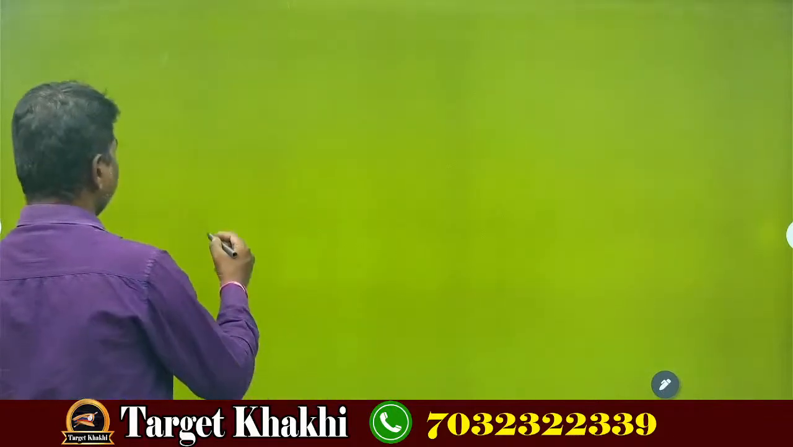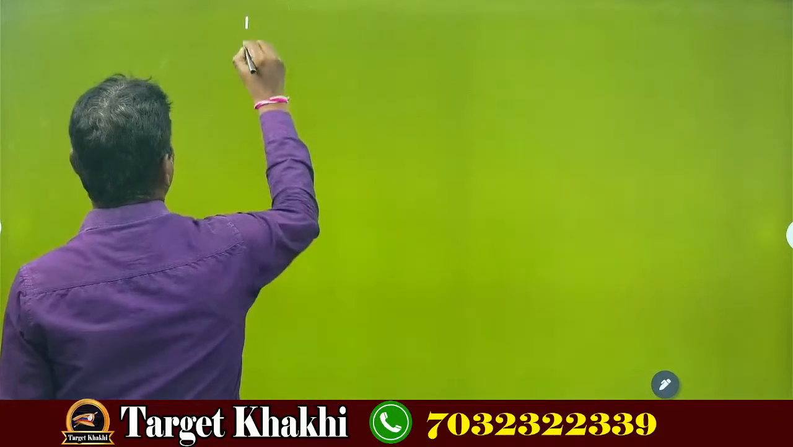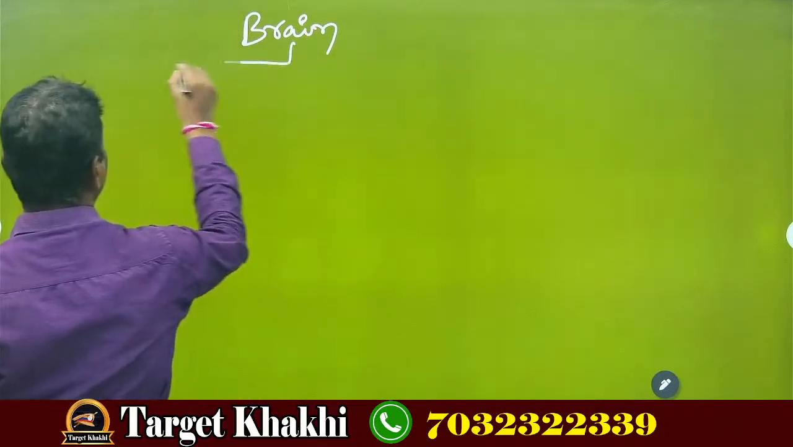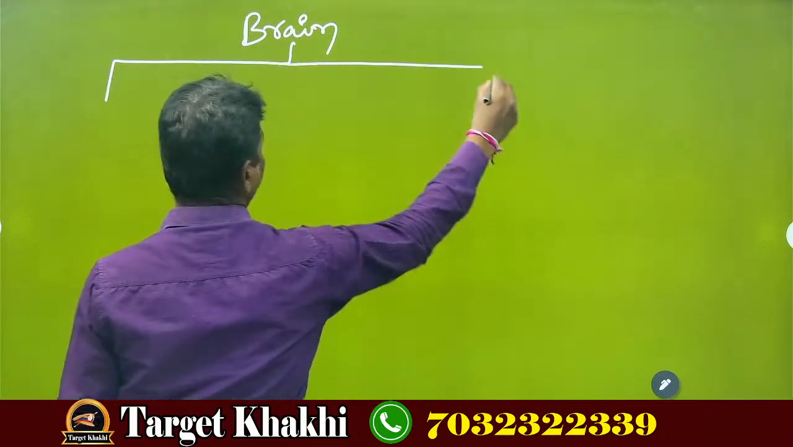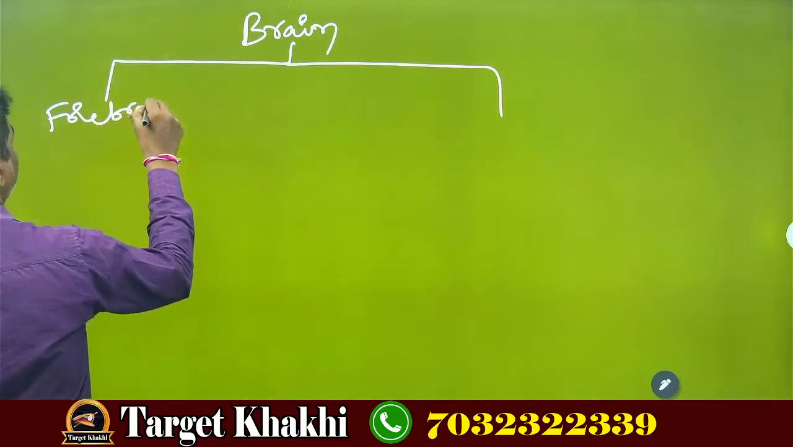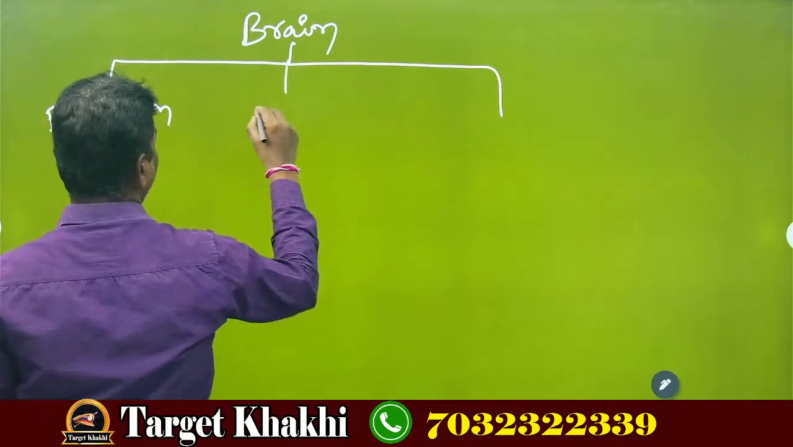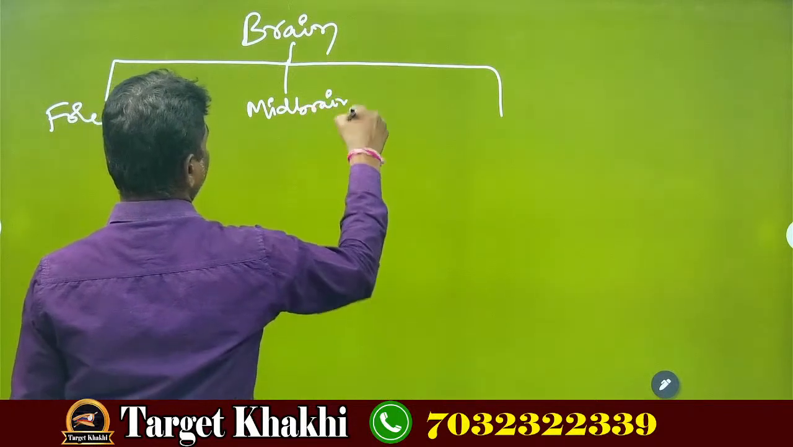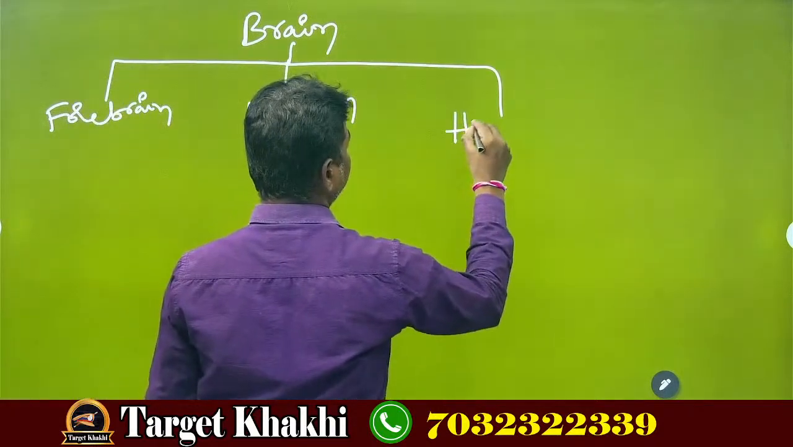Now actually, our brain, the human brain, is divided into three parts. They are forebrain, midbrain and hindbrain.